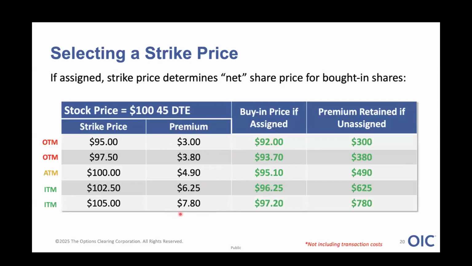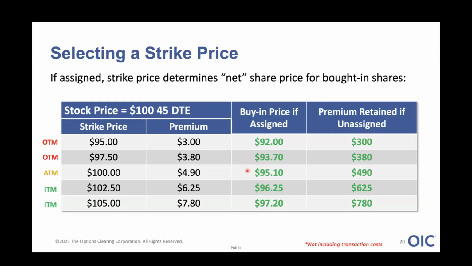Here's the buy-in price if you get assigned at these different levels of premium. If you sell the 105 put, you're taking on the obligation to buy shares at 105, even though they're trading for 100, but you're taking in $7.80. So your buy-in price, should you get assigned, is 97.20. In other words, it's 105 minus the 7.80, that gets you to 97.20. As you go down in strike for the puts, your potential buy-in price is going to be lower and lower.